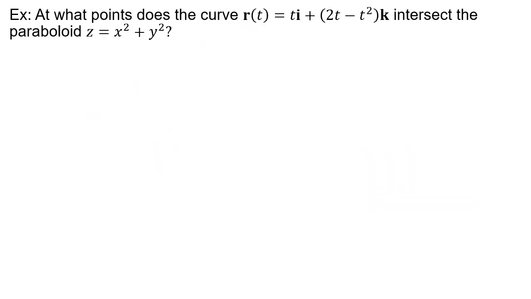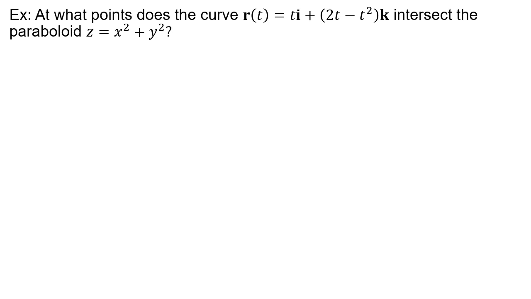All right, how about intersections? So there's a couple different ways intersections can work in vector functions. The first one's a really, really direct one where it's pretty much right there in front of you and we can just go for it. So let's talk about that. Can we find at what points does the following vector function, t i plus (2t minus t squared) k, intersect the paraboloid that we covered back in section 12.6?